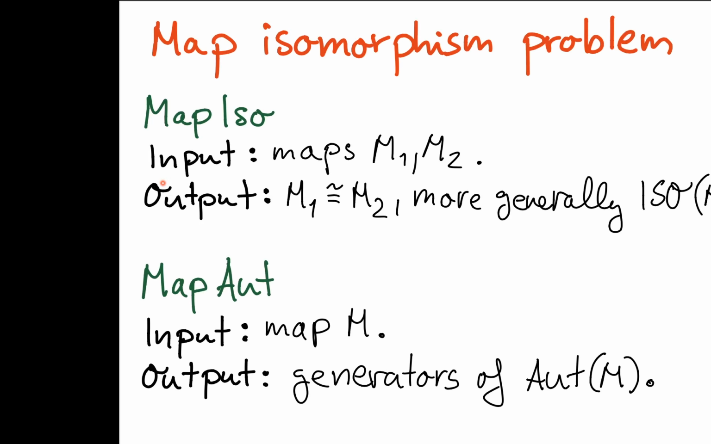So we are interested, from a computational point of view, in finding all isomorphisms between two maps, or, as a related problem, finding the full automorphism group of a map. You can see that these two problems are related because, for example, if you want to find the set of all isomorphisms, it suffices to find the automorphism group and one single isomorphism between the maps.